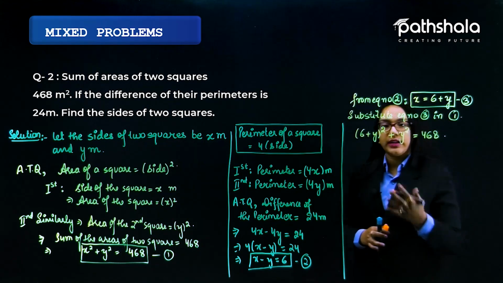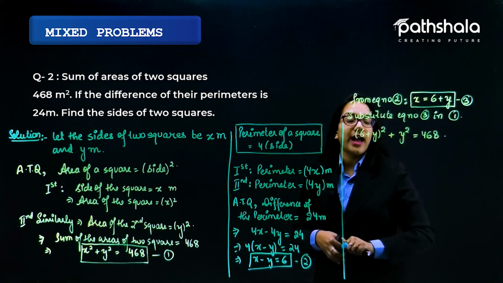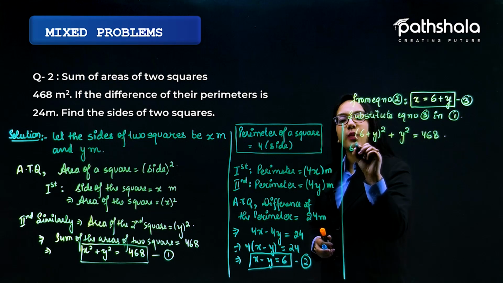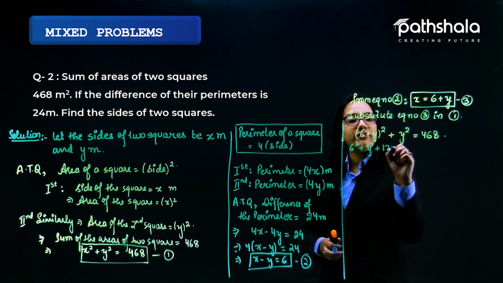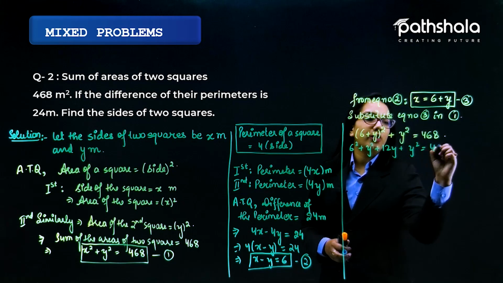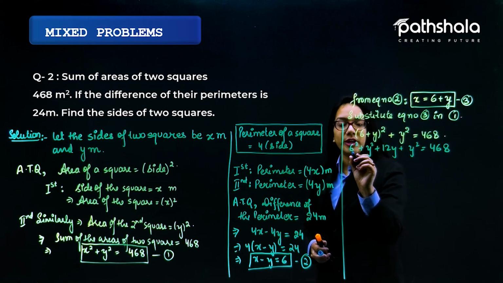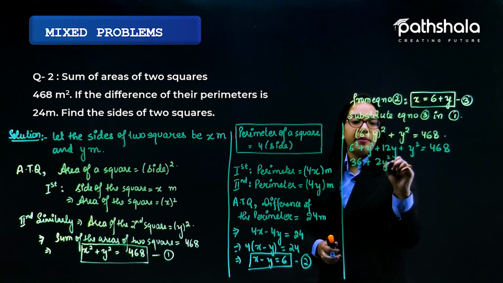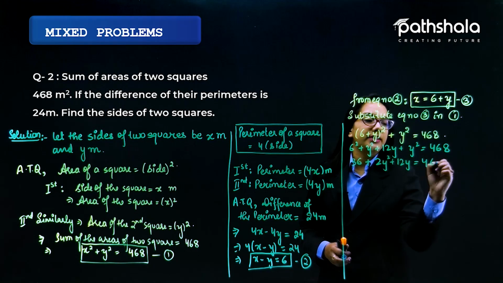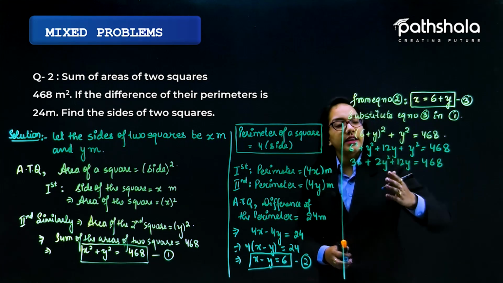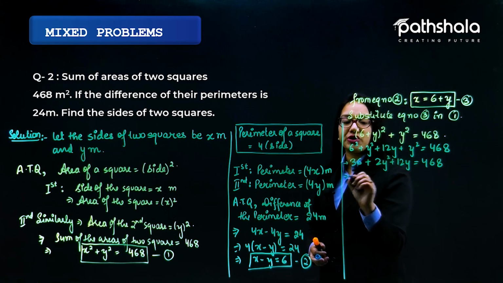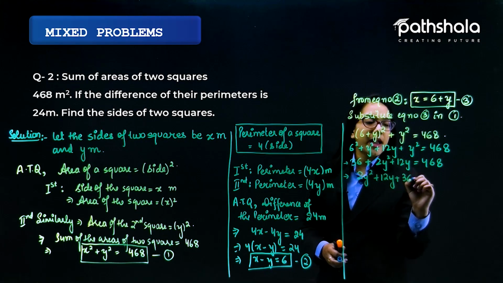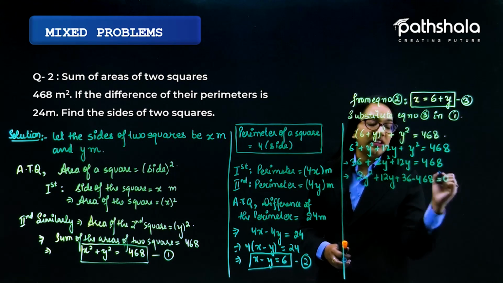Now, let us solve this using the algebraic identity (a plus b) whole square. So (6 plus y) whole square would be 6 square plus y square plus 12y, plus y square, is equal to 468. Furthermore, this is 36 plus 2y square plus 12y, which is equal to 468. Let's take 468 to this side and rearrange it as 2y square plus 12y plus 36 minus 468 is equal to 0.